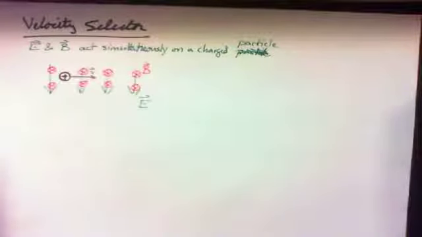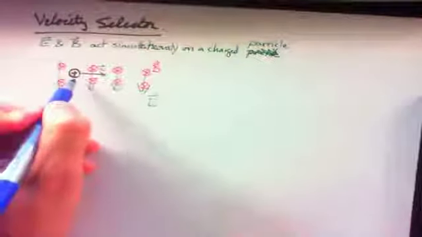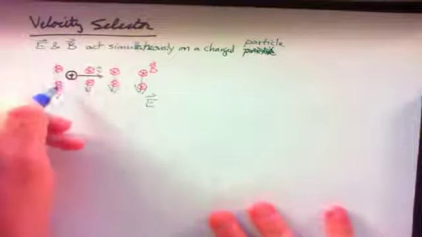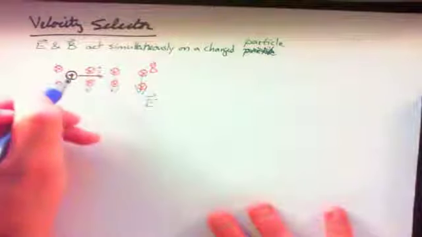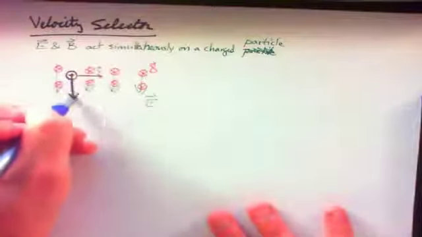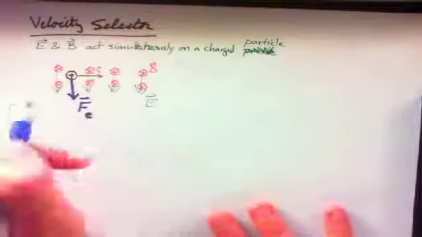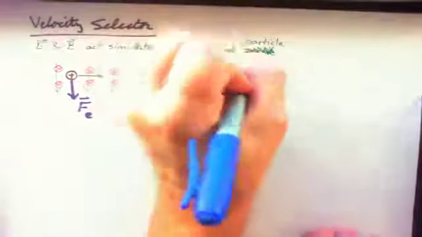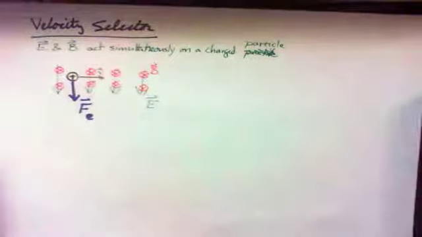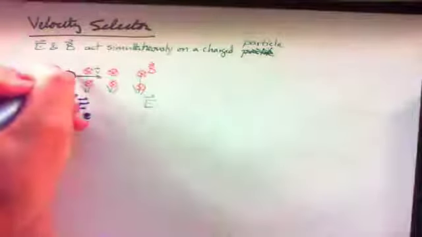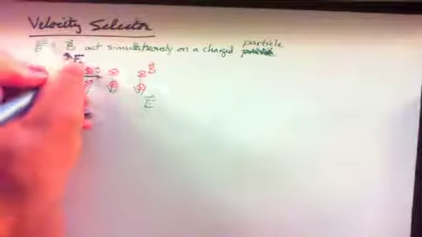Let's think about the forces on this particle. Well, there's an electric force because there's an electric field and a charge. The charge will feel an electric force, in this case towards the bottom of the page, because the electric field is towards the bottom of the page and it's a positive charge. It will also feel a magnetic force, because there's a moving charged particle in a magnetic field, so there will be a force on that charge. And that will be towards the top of the page.